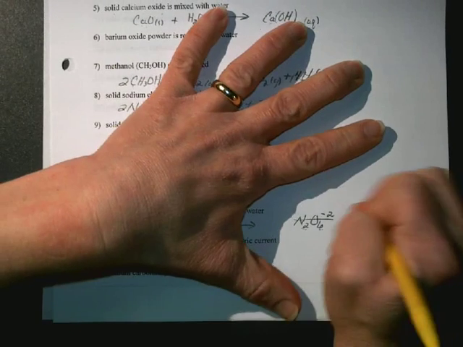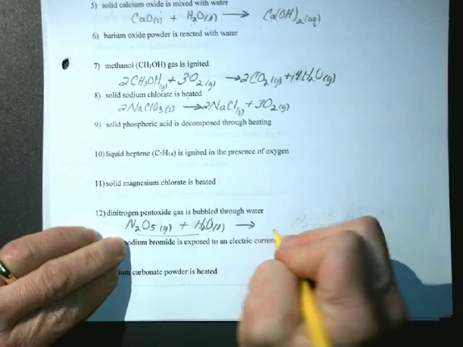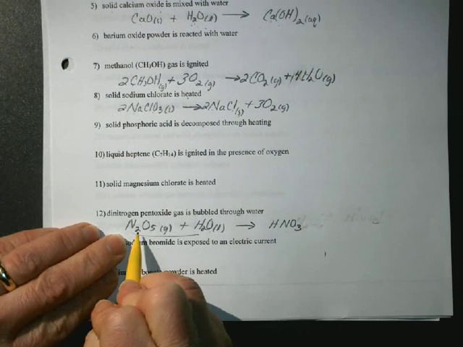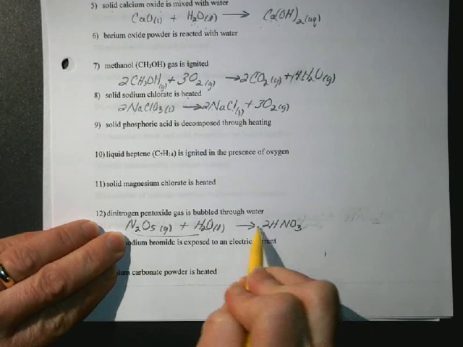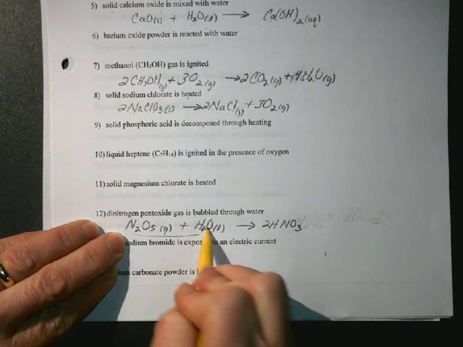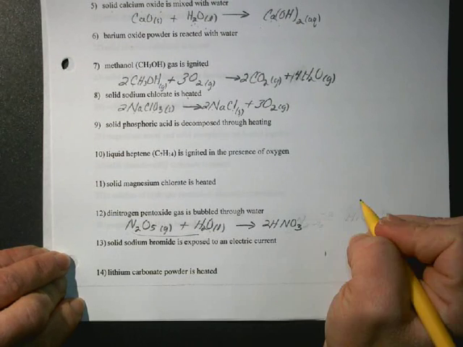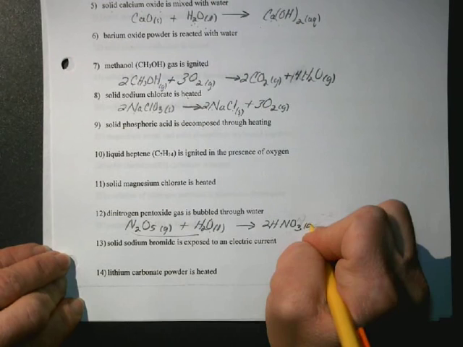Then, to balance, let's see. We have 2 nitrogens. Let's try a 2 here. We would have 2 hydrogens. We're good. 6 oxygen. Look at that. And I expect that some of that water will be left over, and we know, of course, that that is soluble.